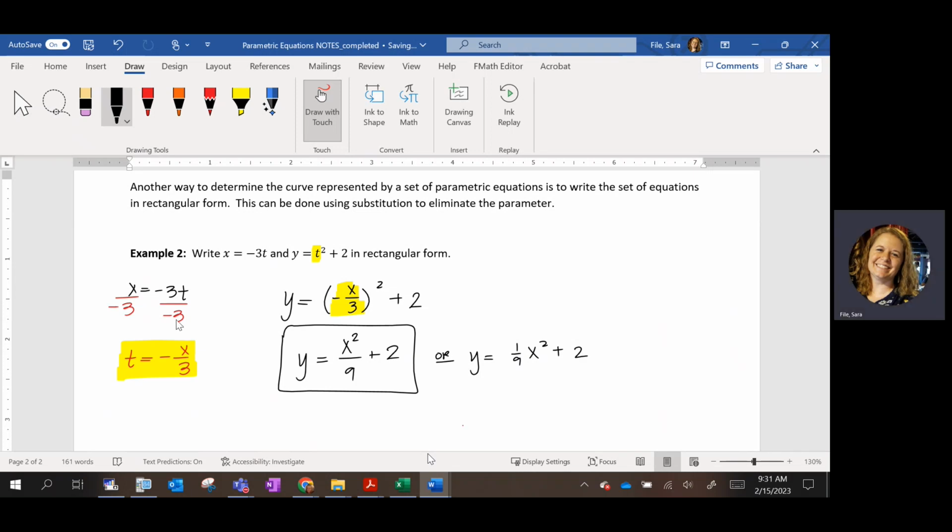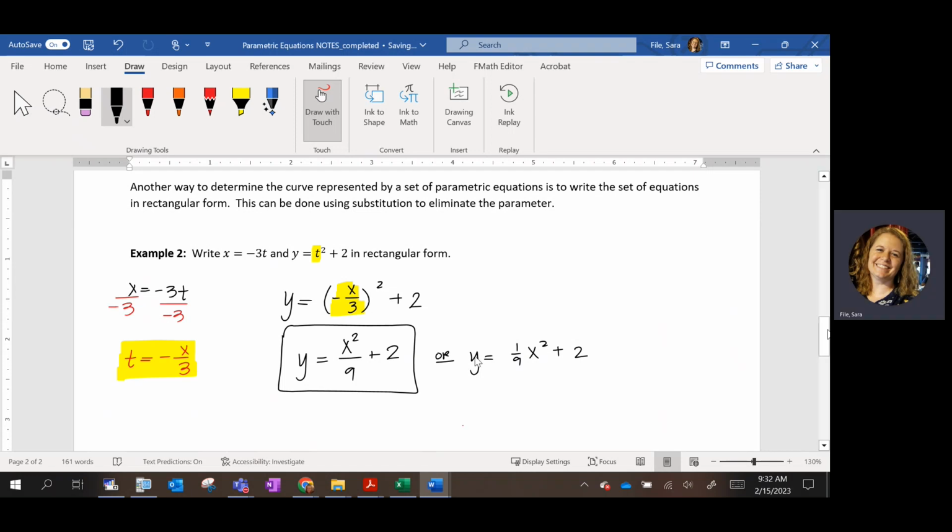So this is your process for putting a parametric into rectangular form or writing it as a Cartesian equation. Solve for t and substitute that into the other equation. It's just like you did in algebra when you had systems of equations, right? Use substitution to eliminate one of the variables. All right.